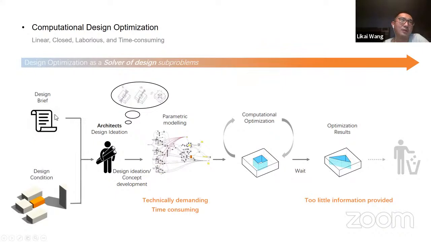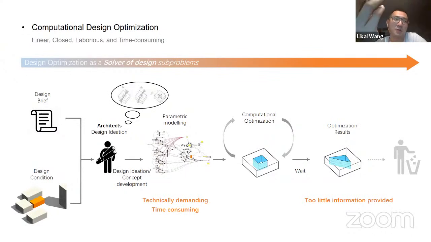Firstly, based on the design brief and the design conditions, the architect has to come up with a design concept. For example, here we try to have a design with better daylighting, and then usually the architects may think that the courtyard or the atrium may be a promising solution, and then they try to convert this design concept into a parametric model in the parametric modeling process.